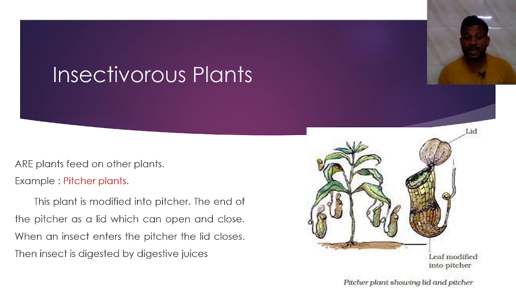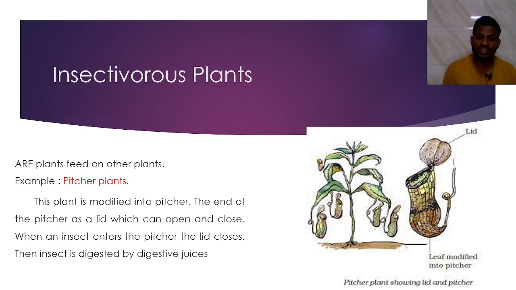Insectivorous plants are the plants which depend upon other organisms or on insects. They are known as insectivorous plants. For example, we take the pitcher plant. In the figure we see here, the leaf is modified into the pitcher, which has a lid to close when the insect sits inside the pitcher.